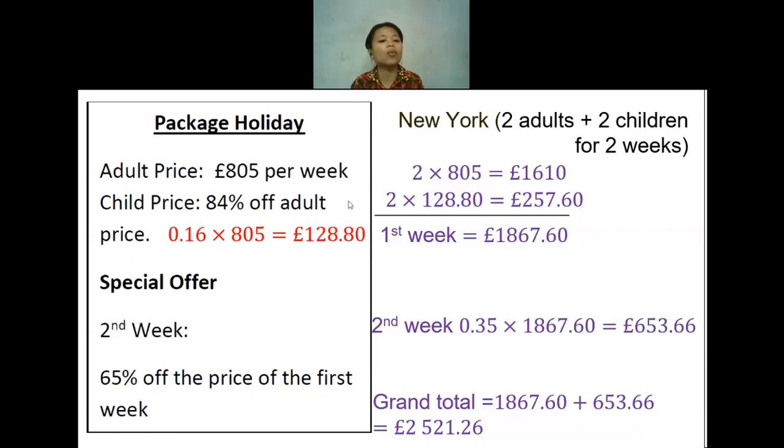I will be getting 128.8 pounds. Because there will be 2 children, I need to multiply it by 2. So for the first week, I will be getting 1,867.6 pounds. And then for the second week, I will be getting 65% off.